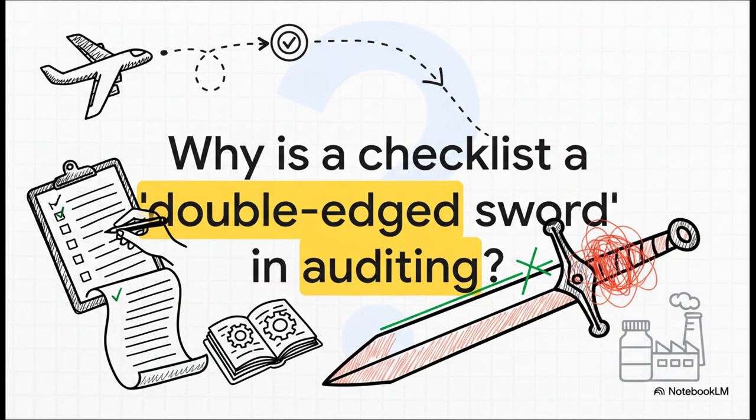So, we'll end on a question for you to think about. An auditor's checklist is kind of like their flight plan, right? It keeps everything consistent and on track. But why do you think that same essential tool is sometimes called a double-edged sword? It's a really interesting challenge, and something we'll touch on when we get into audit planning and execution in our upcoming modules.